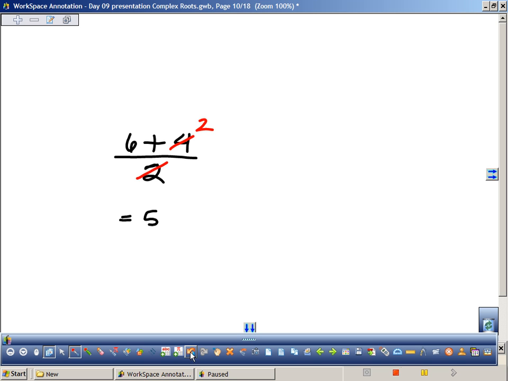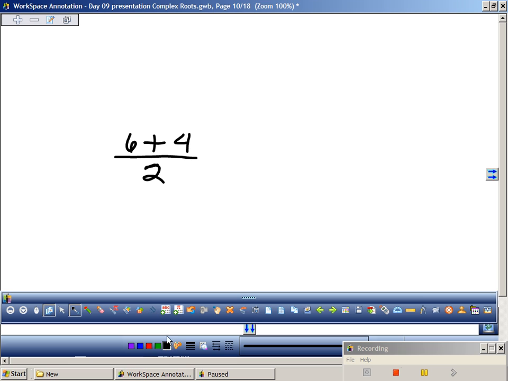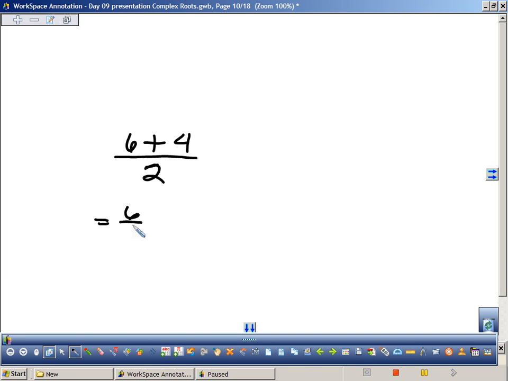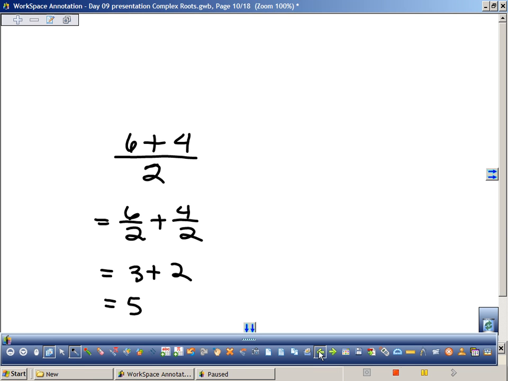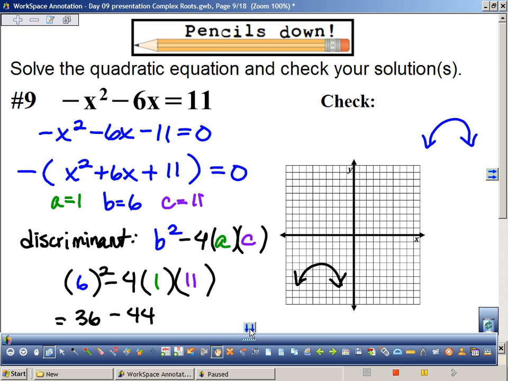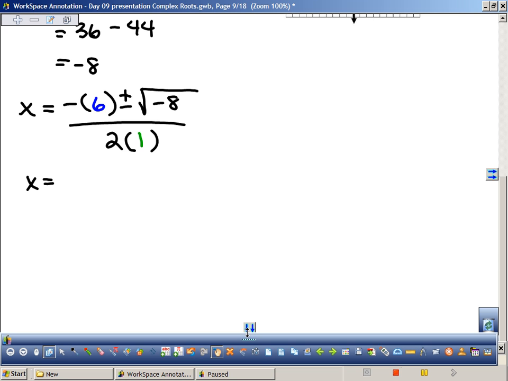So you have to give it to both of them. So in order to get the 5, I have to say to myself, well, it's only fair if 6 is divided by 2 and 4 is divided by 2. Because that would be 3 plus 2, which is 5. Right? That's the structure in why we split these 2 up.